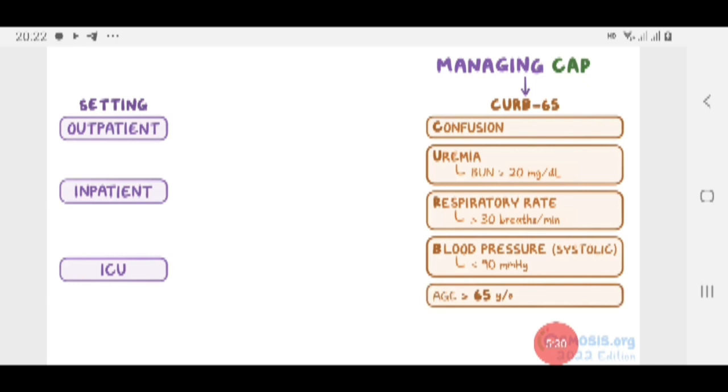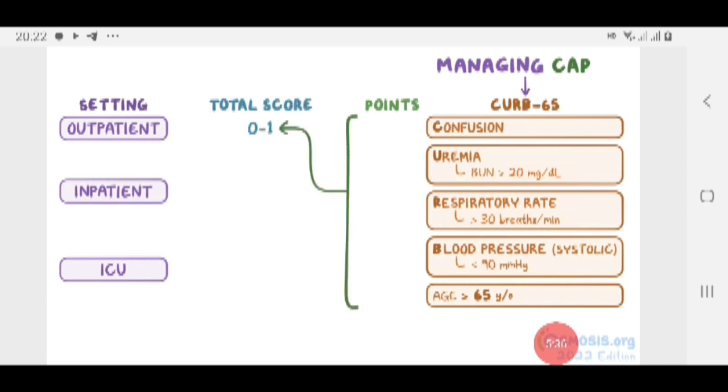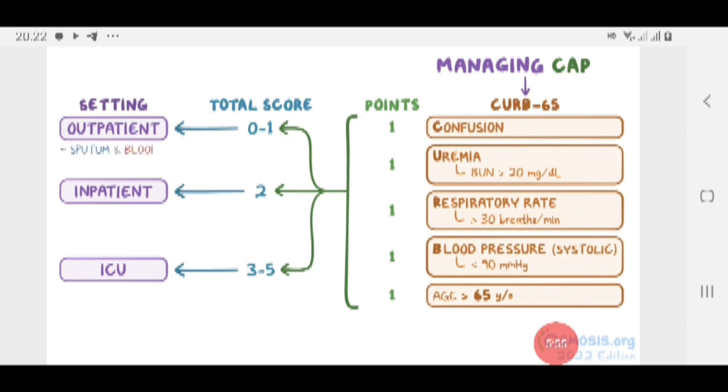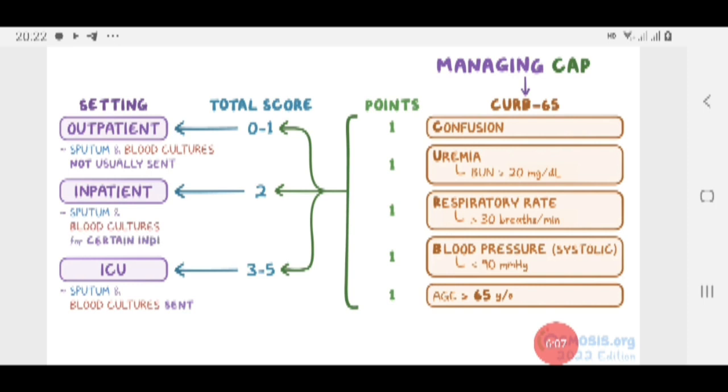Each positive criterion is given 1 point, and individuals with a score of 0 or 1 are generally treated in an outpatient setting. Those with a score of 2 are treated in an inpatient setting, and those with a score of 3, 4, or 5 are treated in an intensive care unit, or ICU. Sputum and blood cultures are not usually sent in the outpatient setting. However, they're both sent in individuals going to the intensive care unit, and should be sent for certain individuals in the inpatient setting, like those with cavitary infiltrates and those with alcohol intoxication.